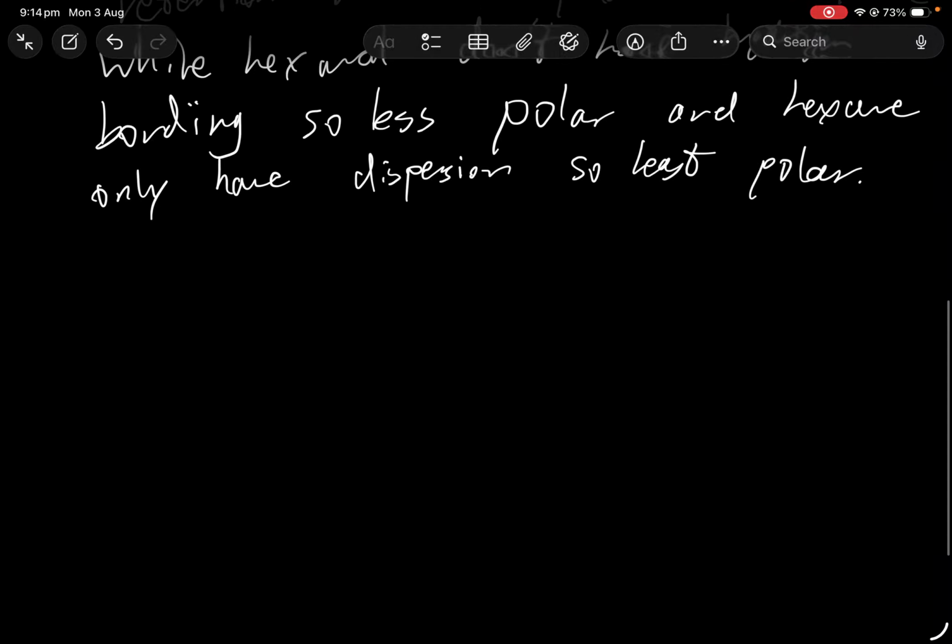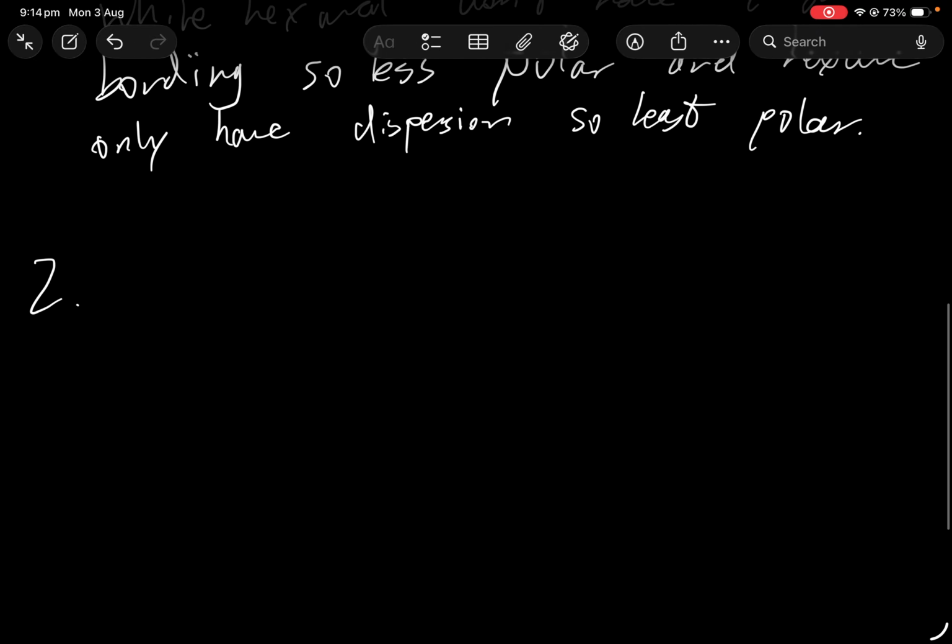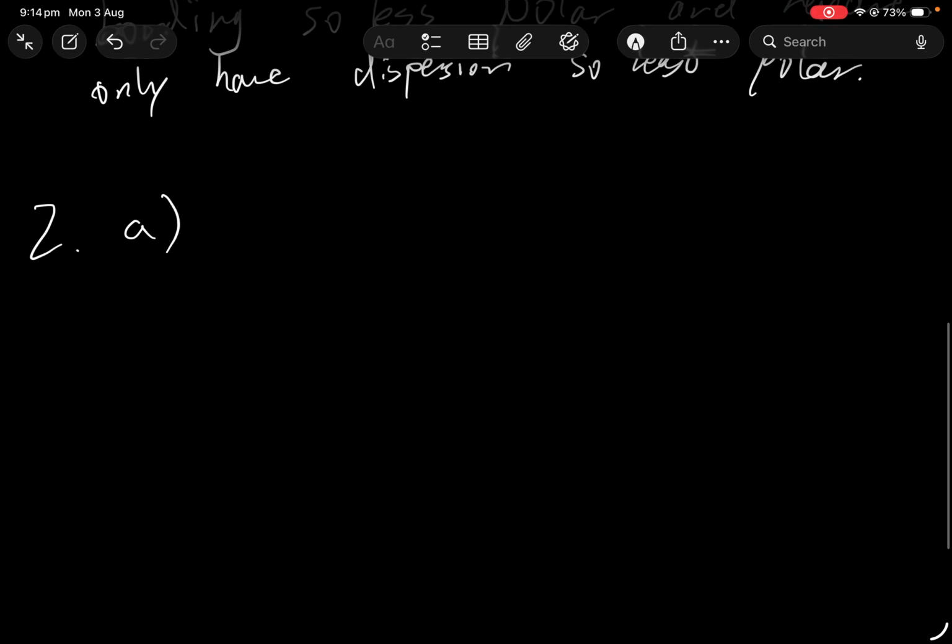And for the second question, it says the World Anti-Doping Agency is investigating a blood sample from an athlete for substance A, a small, highly volatile stimulant, and substance B, a massive protein hormone that breaks down at high temperatures. For part A, it says to identify which technique must be used for each and justify why.